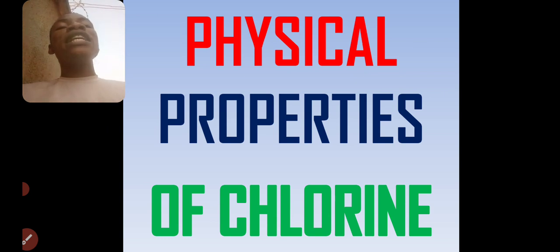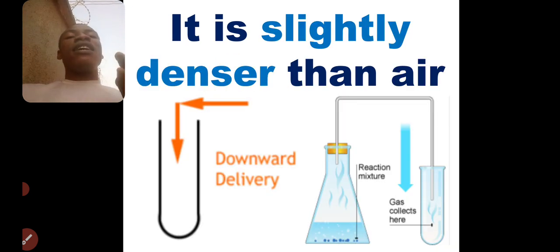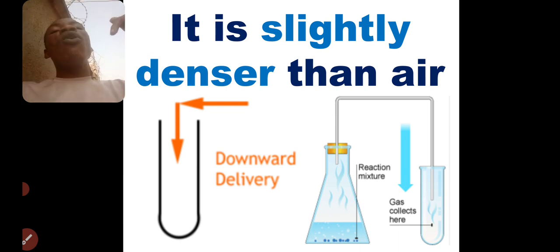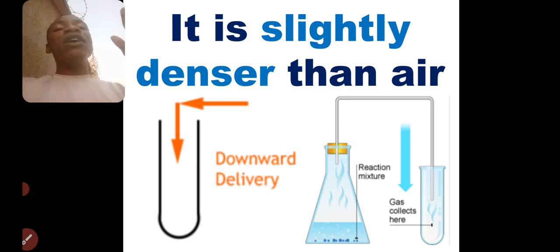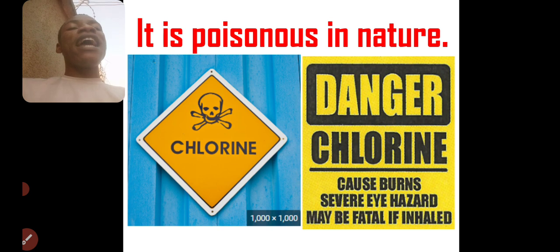So let's see the physical properties of chlorine. Number 1, it is a greenish yellow gas. It is slightly denser than air. It is 2.5 times denser than air, and because of that, it's going to be collected by downward delivery of the gas or upward displacement of air. So when you collect the gas by downward delivery, it means the gas is denser than air.